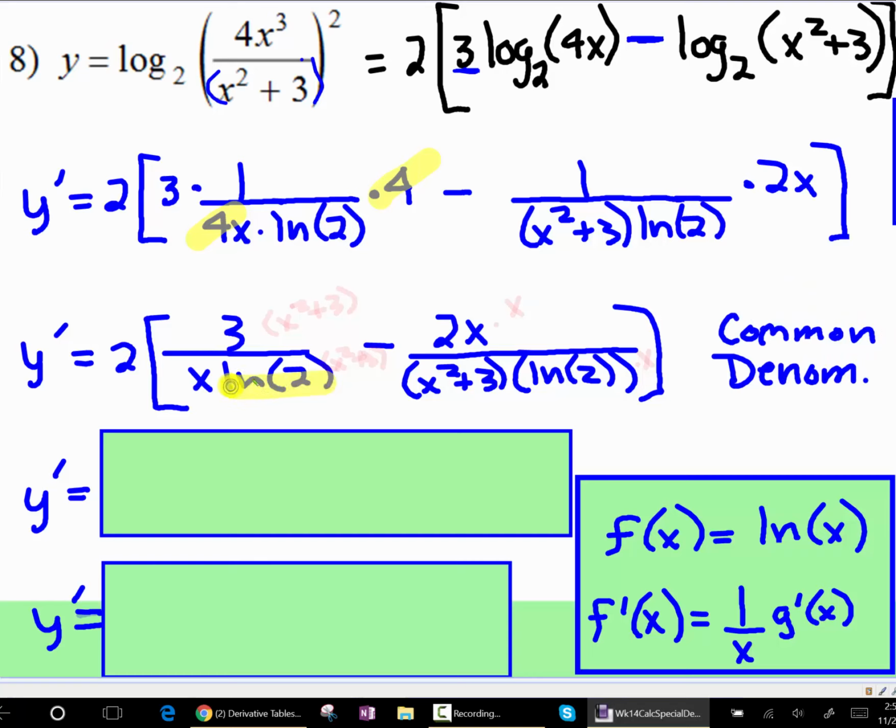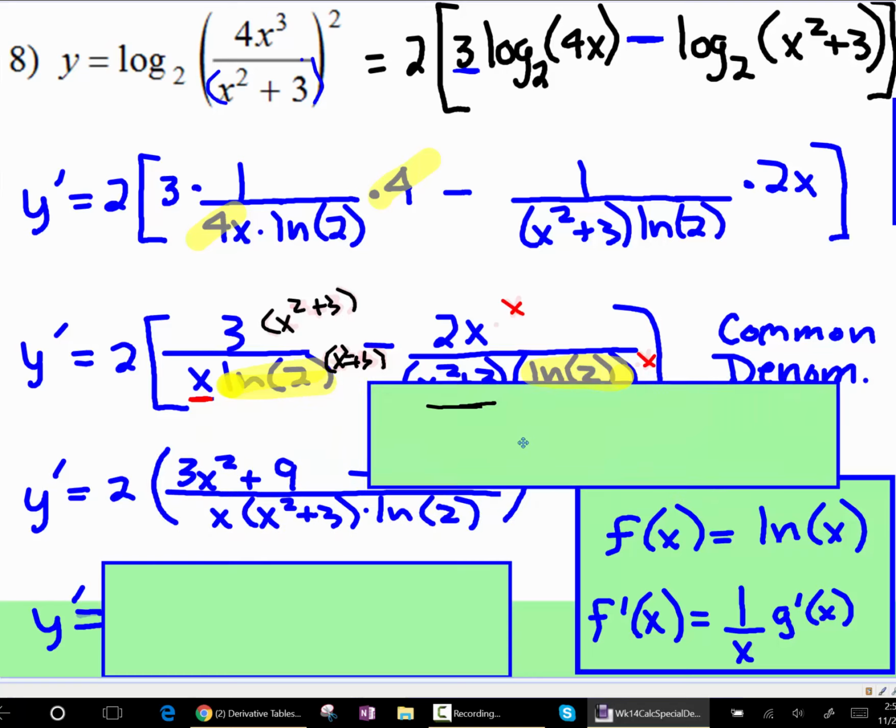So what they do share is the natural log of 2. What they don't share, we're going to multiply top and bottom here by x. And notice the left side doesn't have this, so we're going to multiply top and bottom by that x squared plus 3. And then we're just going to do the math of all of that.